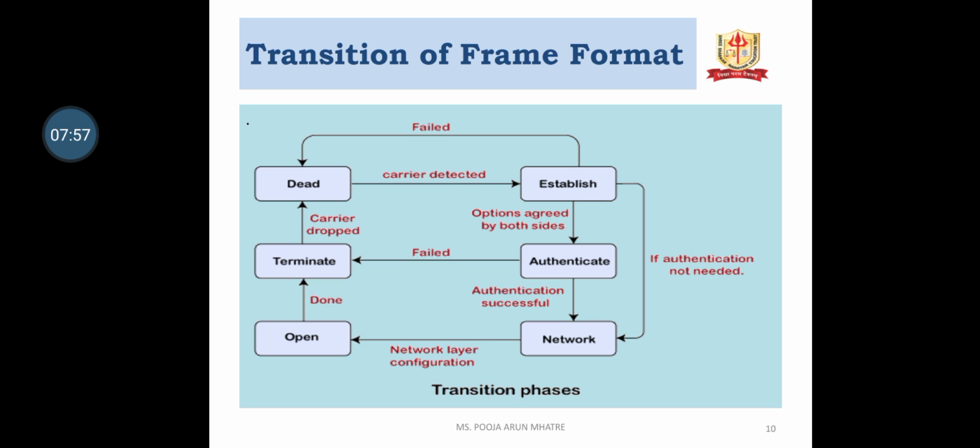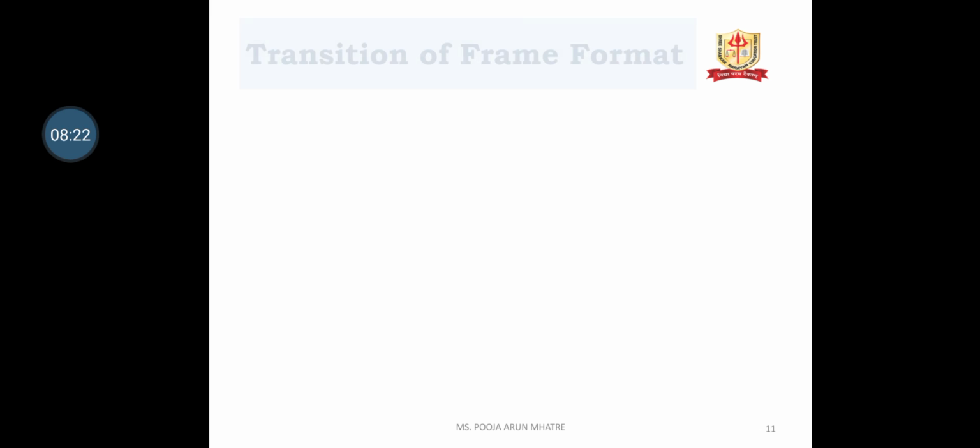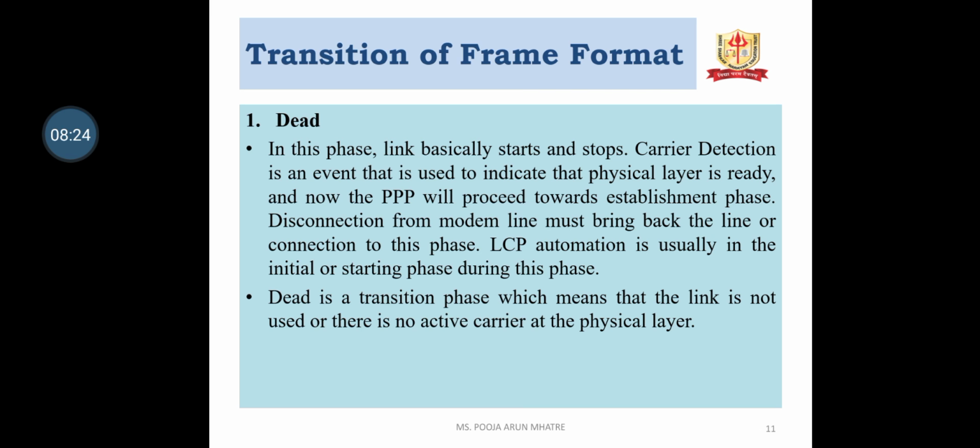When the authentication fails, the connection is terminated. When the options are agreed by both sides during establishment, then the authentication is successful. When the authentication is successful, the network layer configures and opens the frame, and after that it terminates the connection. So when the carrier is dropped, the frame is dead. So in the process of dead, the transition phase, the link basically starts and stops.